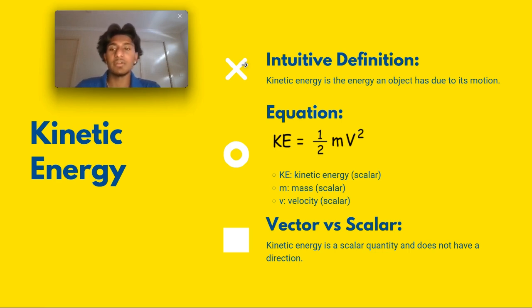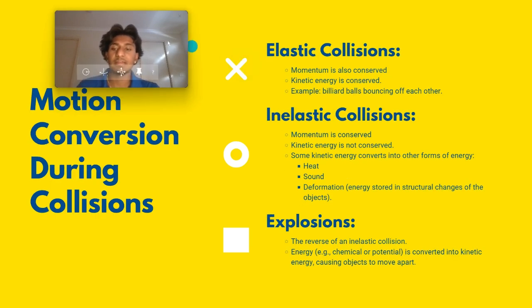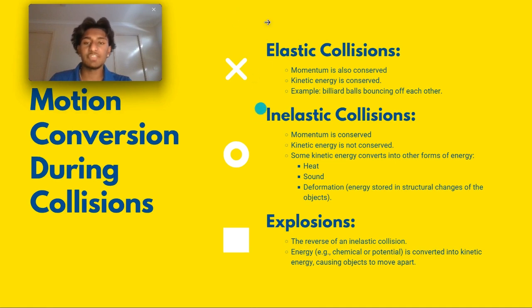So, an object of the same size and velocity moving to the top versus moving to the bottom has a different momentum but the same kinetic energy, and that's an important distinction to understand. Let's now look at the conversion of these two in elastic collisions and inelastic collisions.